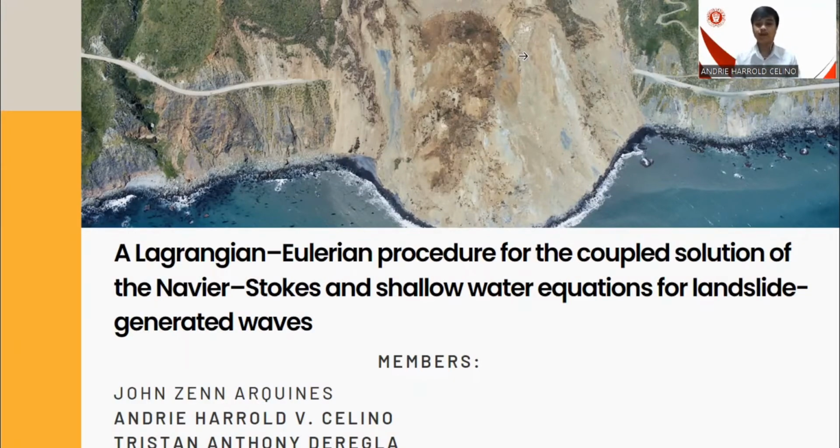We'll be presenting our journal article study entitled A Lagrangian-Eulerian Procedure for the Coupled Solution of the Navier-Stokes and Shallow Water Equations for Landslide-Generated Waves, together with my group mates, Mr. Jansen Arquines and Mr. Tristan Anthony de Regla. May I now call on Mr. Arquines for the introduction.